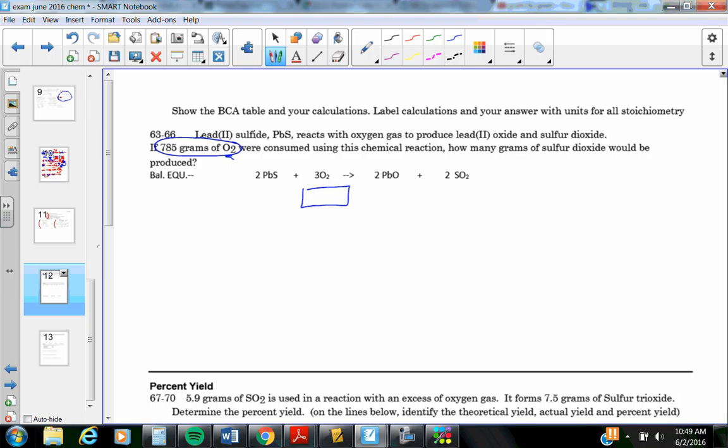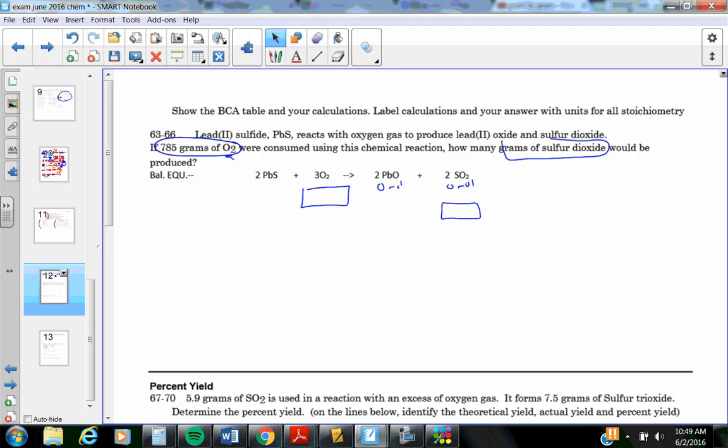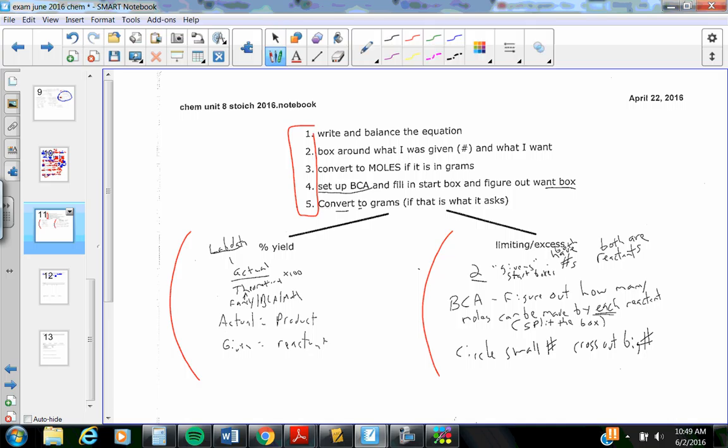I don't need the whole BCA table. The other thing that they're asking about is grams of sulfur dioxide. Which one of these is sulfur dioxide? This one right here. We always start with 0 of this and 0 of this, but there's only 2 boxes I really care about. The amount of oxygen I start with and the amount of sulfur dioxide that I end with. These boxes are only for moles. So the next thing, let's see, we've done this, we've done this. The next thing I have to convert to moles if it's in grams.